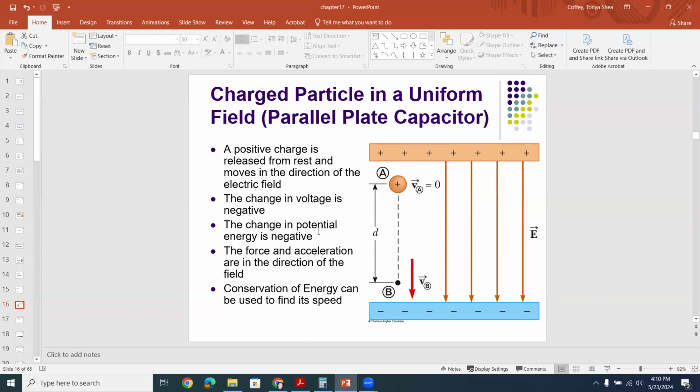Since the charge times the change in voltage gives you the electric potential energy, if you have a negative change of voltage and a positive charge, you're going to have a negative potential energy change. And a negative potential energy change means a positive kinetic energy change, because if energy is conserved, then delta U is equal to delta K. The change in the potential energy is equal to the change in the kinetic energy. We're going to do an example problem about that in just a sec.